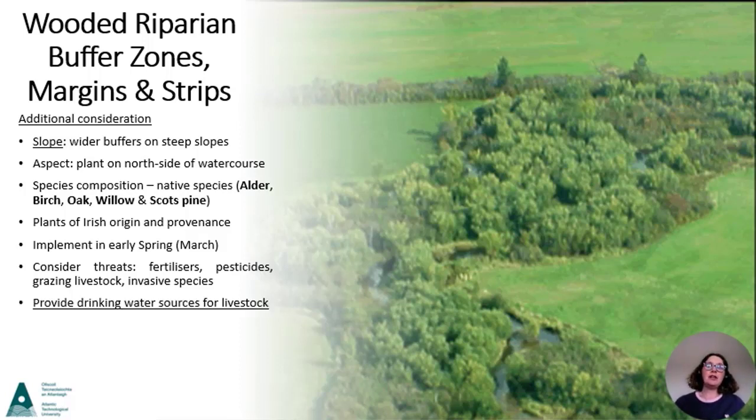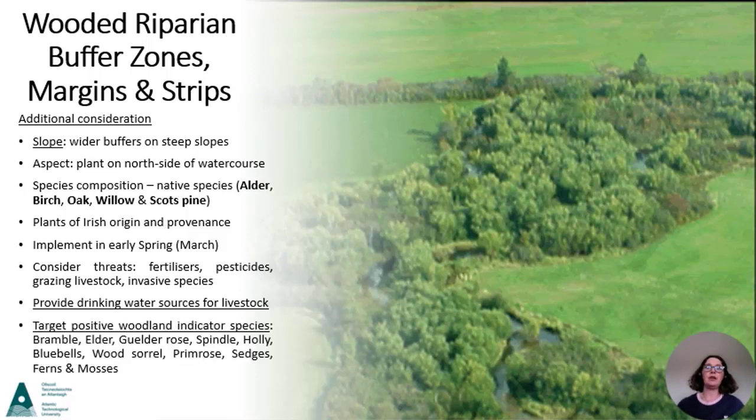These areas should be fenced, so it will be important to provide a drinking water source for livestock, particularly if they're new areas and animals have had access to the river watercourse for drinking up to this point. The first thing really before the buffer zone is implemented in terms of planting will be to make sure that those livestock have a drinking water source.